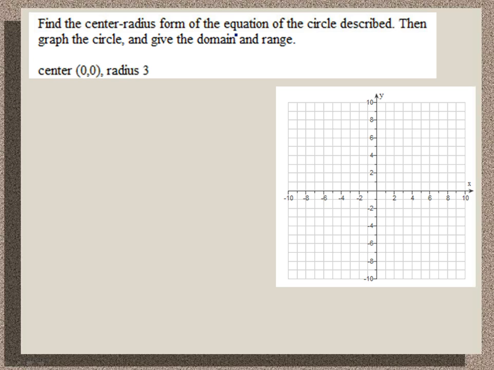Find the center radius form of the equation of the circle described. Graph the circle, give the domain and the range. In this case, we have the center at 0, 0. And when the center is at 0, 0, then we want to use the equation x squared plus y squared equals r squared. In this case, the radius is 3.